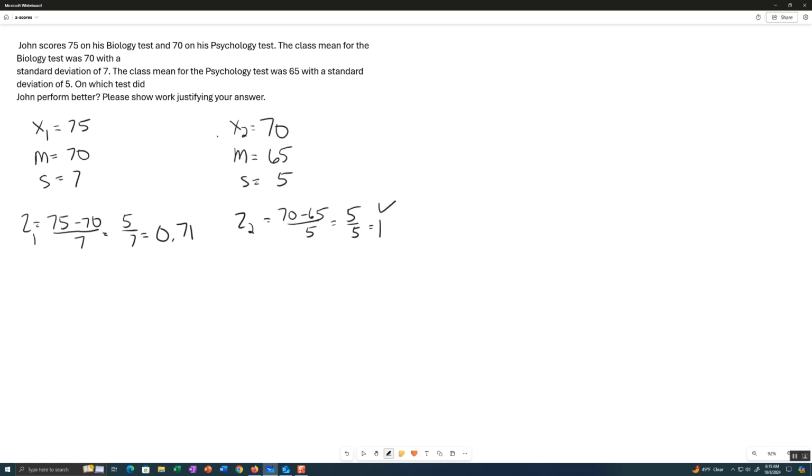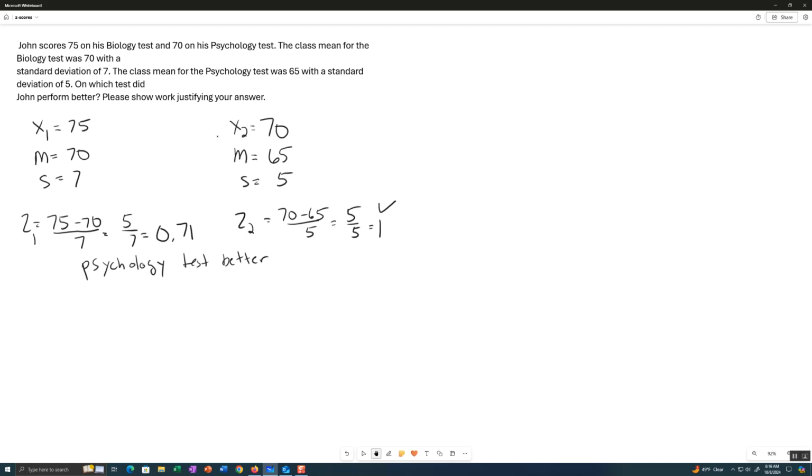So John did better on the psychology test than he did on the biology test, so psychology is better. The raw score would indicate that the biology test was higher, 75 to 70, but the z-score indicates that the psychology test was better because he did better relative to the rest of the class. So psychology test better, for lack of more creative conclusion.